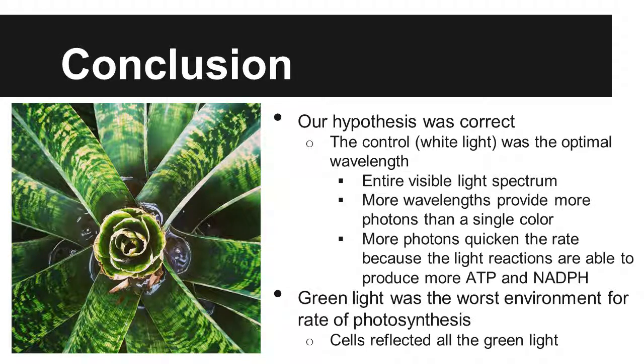Now, green light was the worst environment for the rate of photosynthesis, because since plant cells are green from chlorophyll, they reflect all green light, so they weren't getting any photons at all.